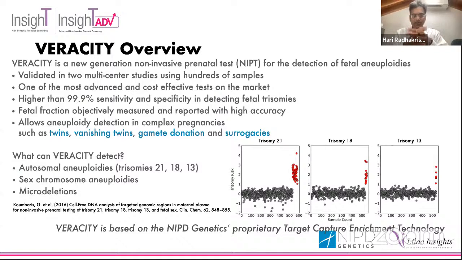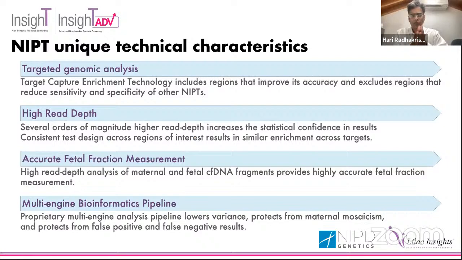Veracity, we validated it in 2016, and it allows aneuploidy detection even in complex pregnancies like twins, vanishing twins, gamete donations and surrogacies. But it's targeted specifically for the 3 main trisomies, sex chromosome aneuploidies, and a few selected microdeletions. It has 4 specific technical advantages, and I'll go over them very, very quickly now.